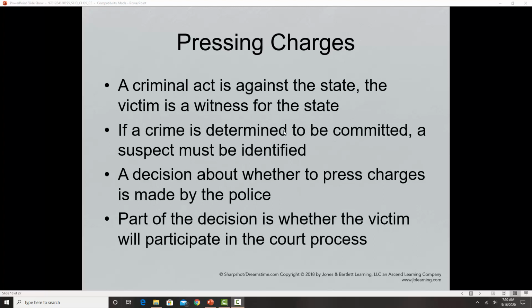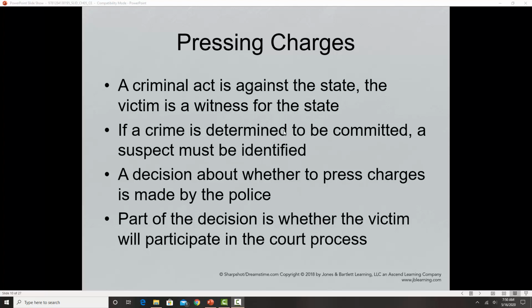Then comes pressing charges. A criminal act is against the state, and the victim is a witness for the state. So victims can decide they don't want to testify, but it's not really up to them. It's the state versus John Doe or Jane Doe. And so while the victim is a witness for the state, that doesn't mean that if they drop out as a witness that the state will drop those charges. The state, the district attorney, in most cases, will have to decide if charges will be brought against a person, and even if the witness is not cooperating, they'll have to decide whether or not to move forward with those charges.